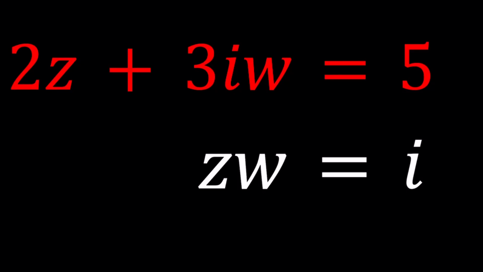This channel is all about complex numbers, and in this video we're going to be solving a nice system of equations. We have 2z plus 3iw equals 5 and zw equals i.